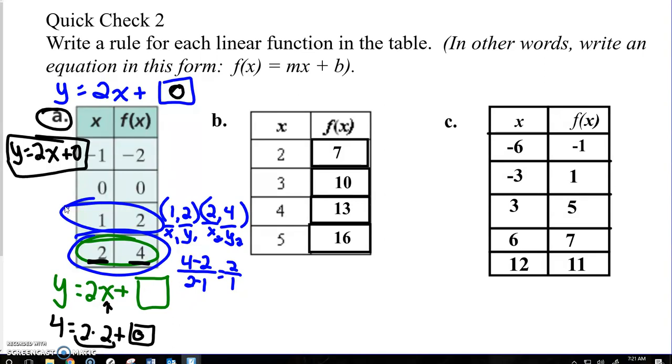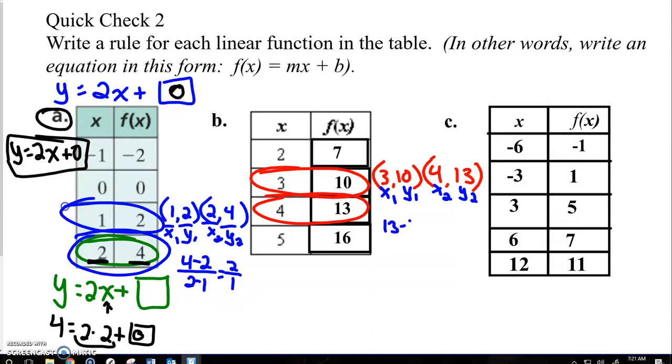Alright, so now that you've tried it, let's see, pick 2 points. I'm going to pick this point and this point. So I've got 3, 10, and I've got 4, 13. I'm going to call this my x1 and y1, x2 and y2. And I'm going to do 13 minus 10, 4 minus 3, 3 over 1. My slope is 3x plus. Now my y-intercept is whatever goes in that box.